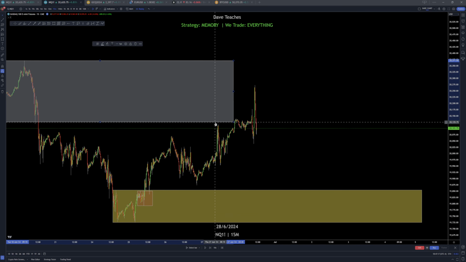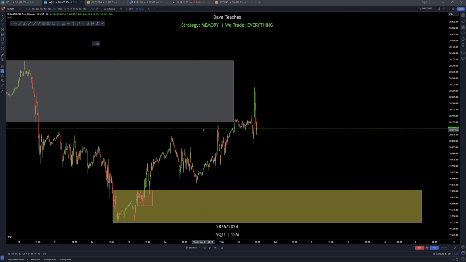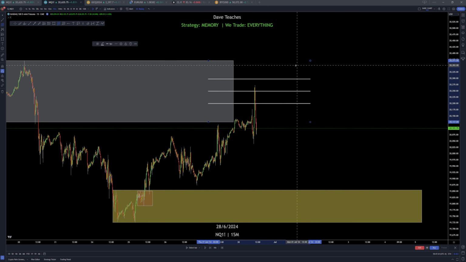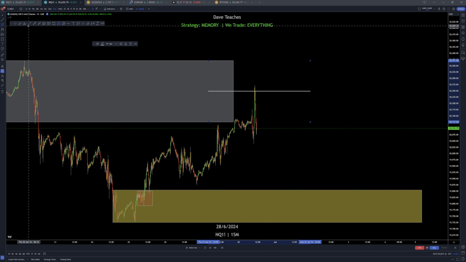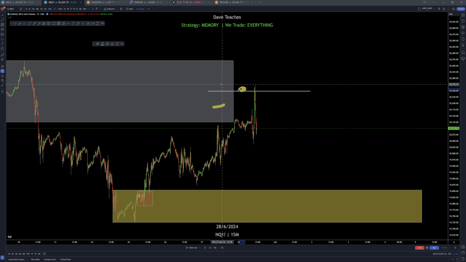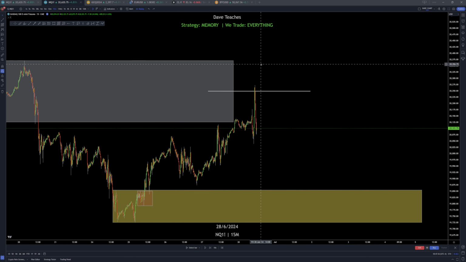Let's take our fib levels out. Right there, right? We hit the 50%. That was the POI that price went straight to. Didn't even give the 30 any budge or anything. So the 50 is where price ran directly to.